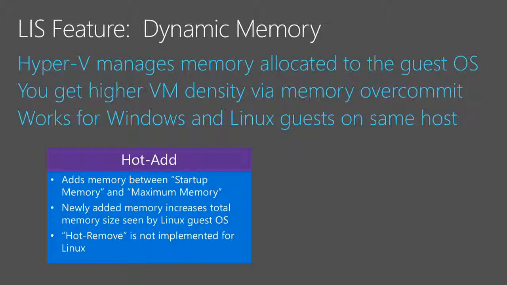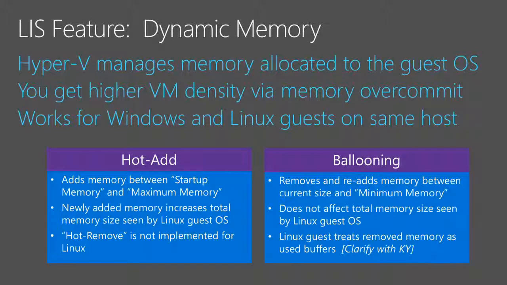The Linux guest knows that the memory size has increased, and it knows that it has more memory to play with, but there is no corresponding hot remove. The way that the remove is done is with something called ballooning. And this is actually the same as what happens on the Windows side of the world as well. But what ballooning does is it removes memory that is between the current size and the minimum memory. So it can take the memory down to the minimum, but it does it in a different way.